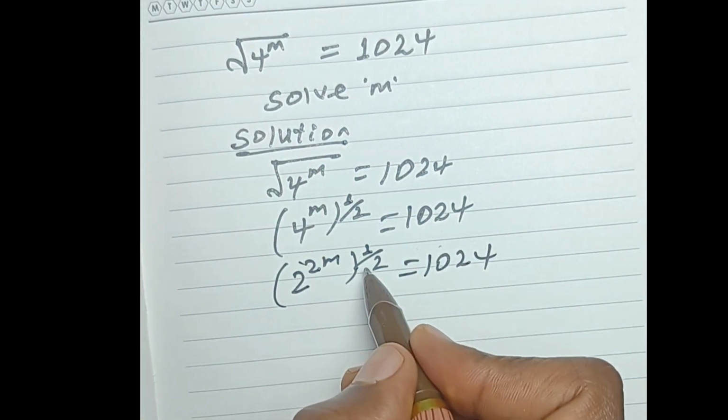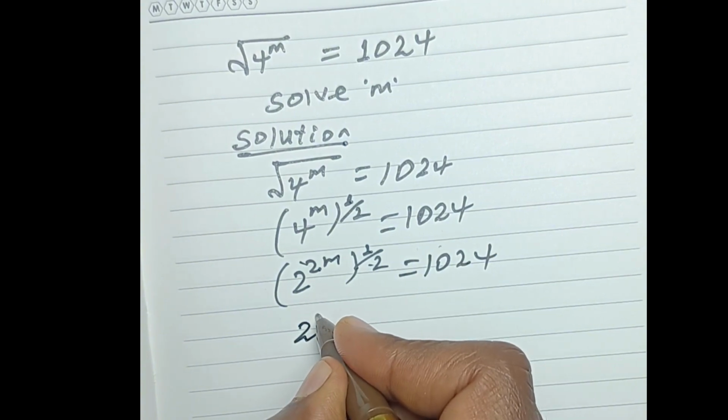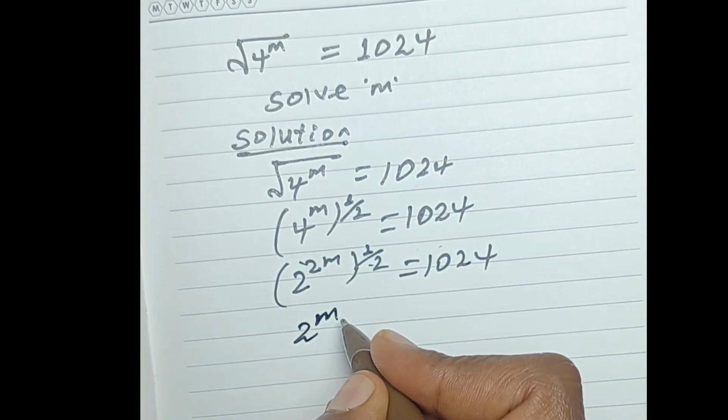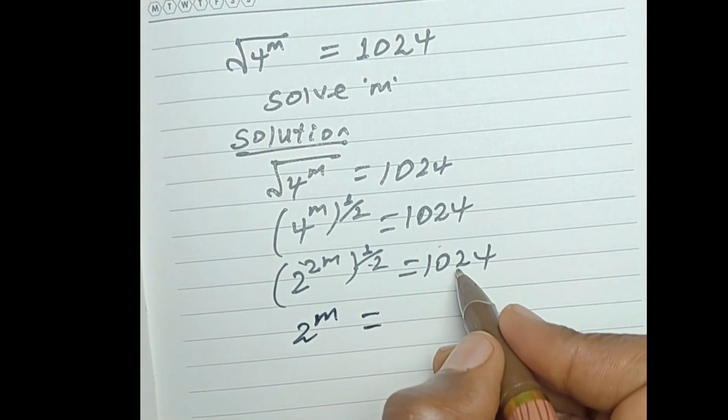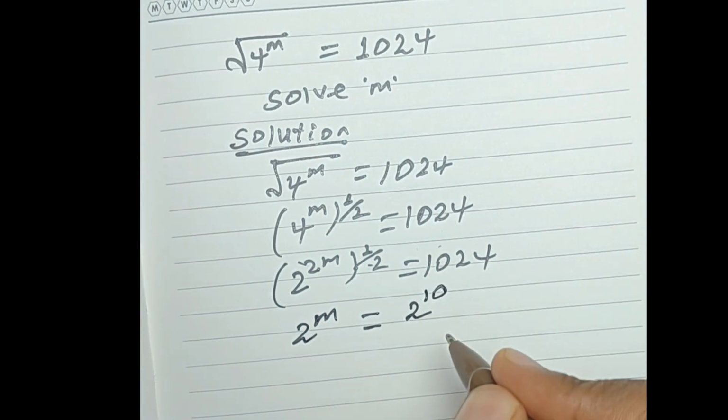So this cancels, divide this. So we are left with 2 to the power of m, which equals 1024, which means 2 to the power of 10.